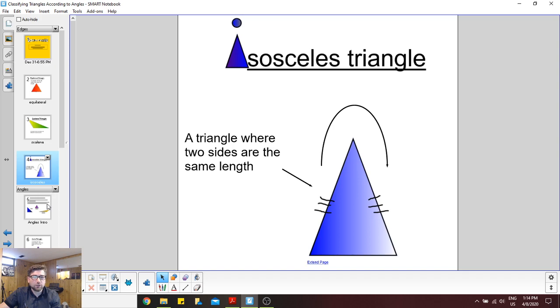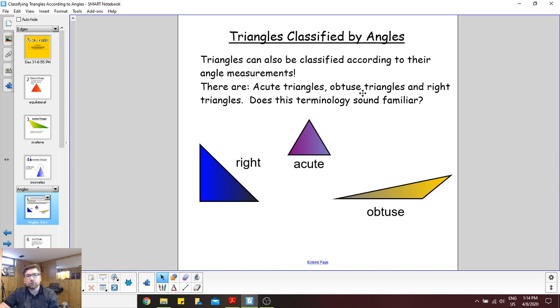Okay, so today we are going to learn about triangles classified by angles. Triangles can also be classified according to their angle measurements. There are acute triangles, obtuse triangles, and right triangles. Does this terminology sound familiar? It might remind you of when we learned about angles.